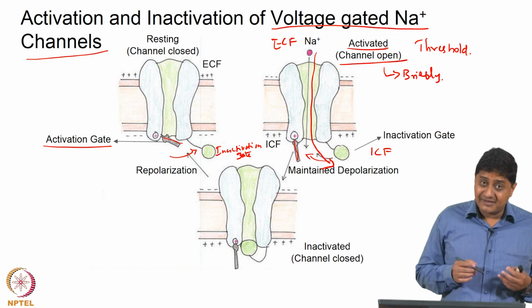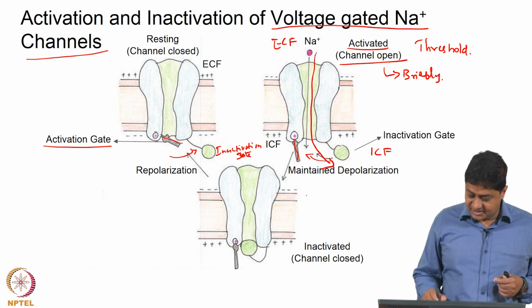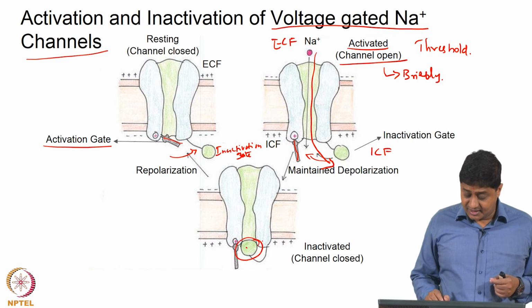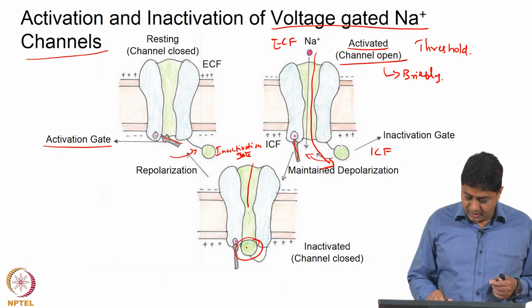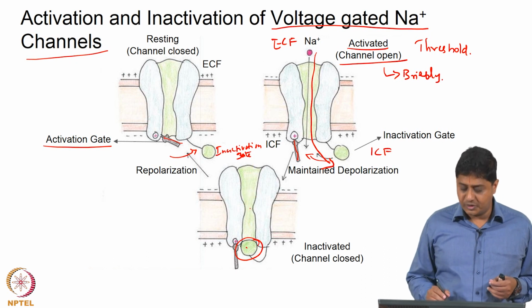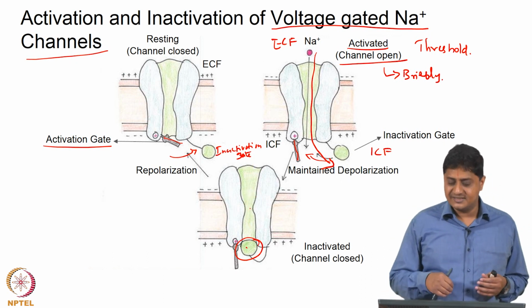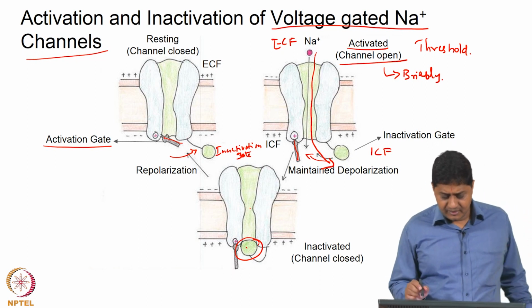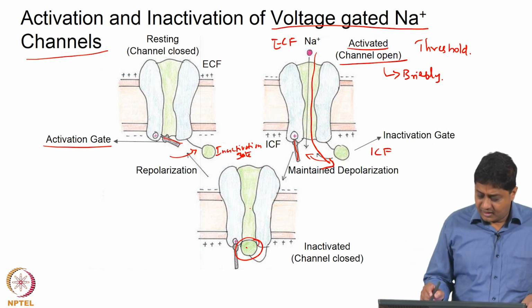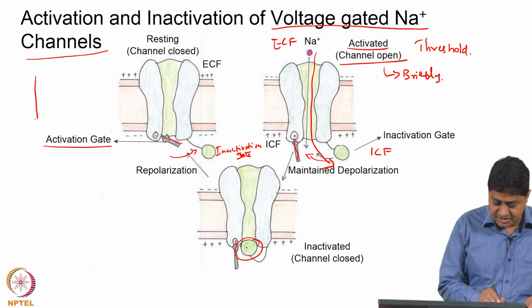After some time, what happens? The inactivation gate completely closes, like it happens here. In this state, sodium can no longer come inside. So, there is going to be no more sodium entering the cell. Now, what would happen essentially to the membrane potential in this case?